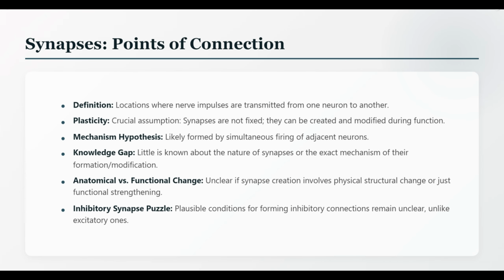Where do these signals hand off? At synapses. These are the junction points where one neuron communicates with another. Now, here's a revolutionary idea. These connections aren't hardwired forever. They can change. They can be formed, strengthened, weakened, even eliminated during the organism's life. How? Probably when neurons fire together repeatedly, the famous Hebbian idea. Cells that fire together, wire together.